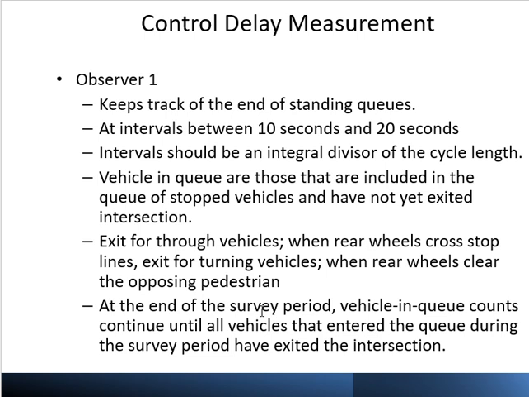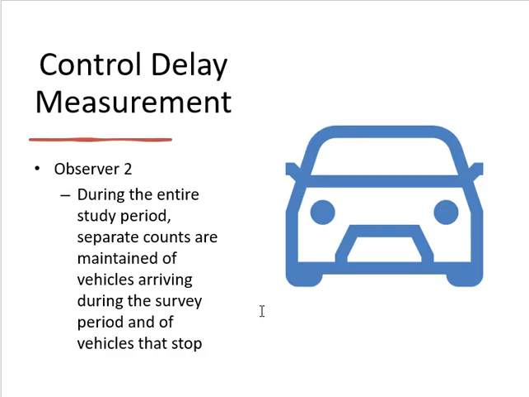Now, the other guy, the second observer, is noting down 2 things. No interval for him and no extra time for him. He is noting down how many cars come to the intersection and how many of them stop. That's it. So when the study is finished, he will give you 2 numbers: in these many minutes, 100 cars came, 80 of them stopped. Clear? Okay. Any questions?